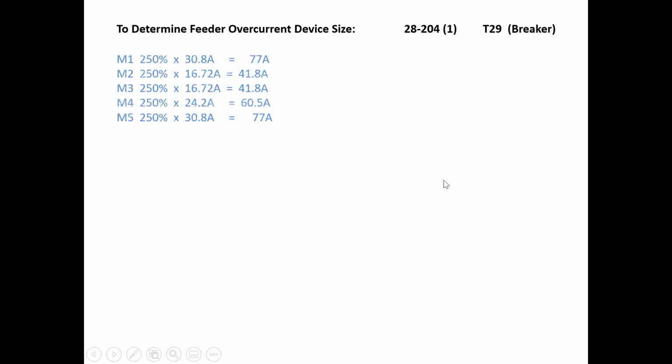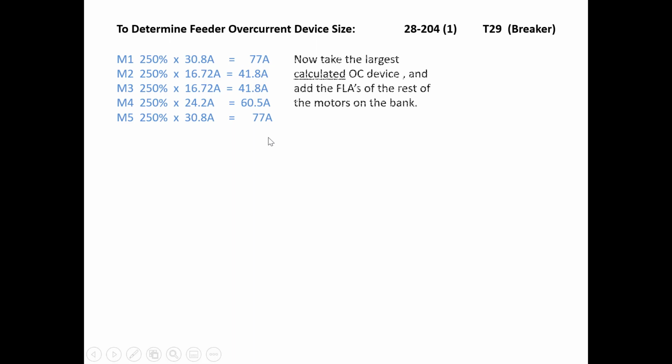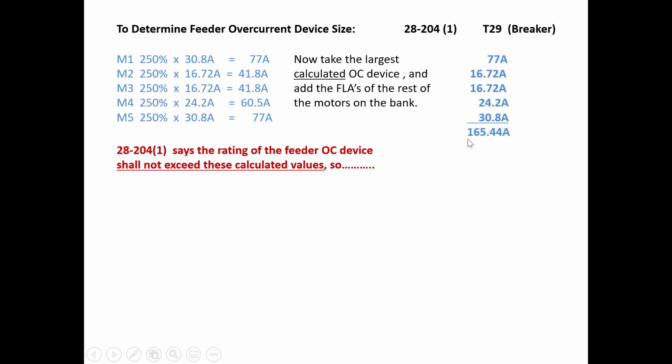Okay, so now we go to the feeder overcurrent device, so 28-204 sub rule 1, and we go through and find our calculated values from table 29, again as a circuit breaker, and we pick 77, could be this one or this one, they're the same value, and then the FLAs of all the others. We add them together. Again, we can't exceed that value, so when we go to table 13, we'll go down and select a 150 amp breaker.